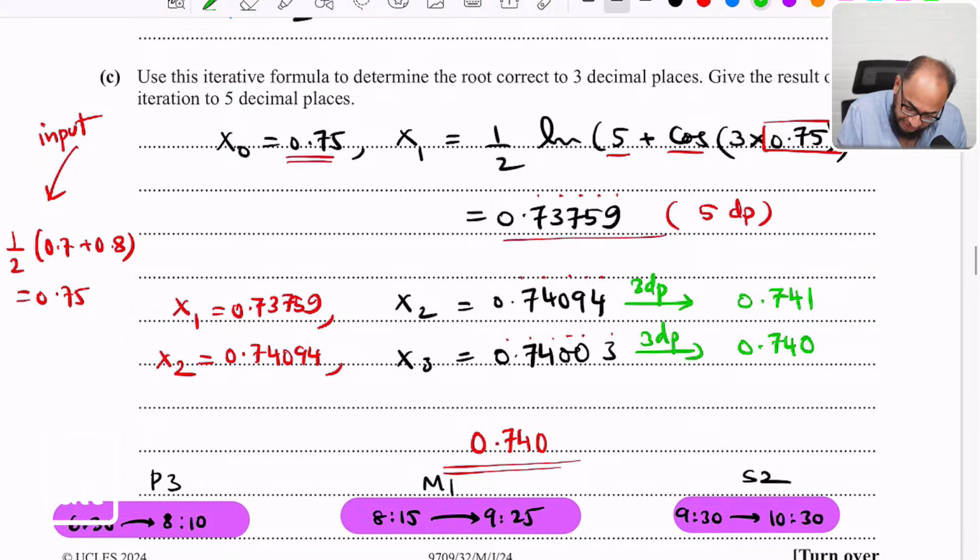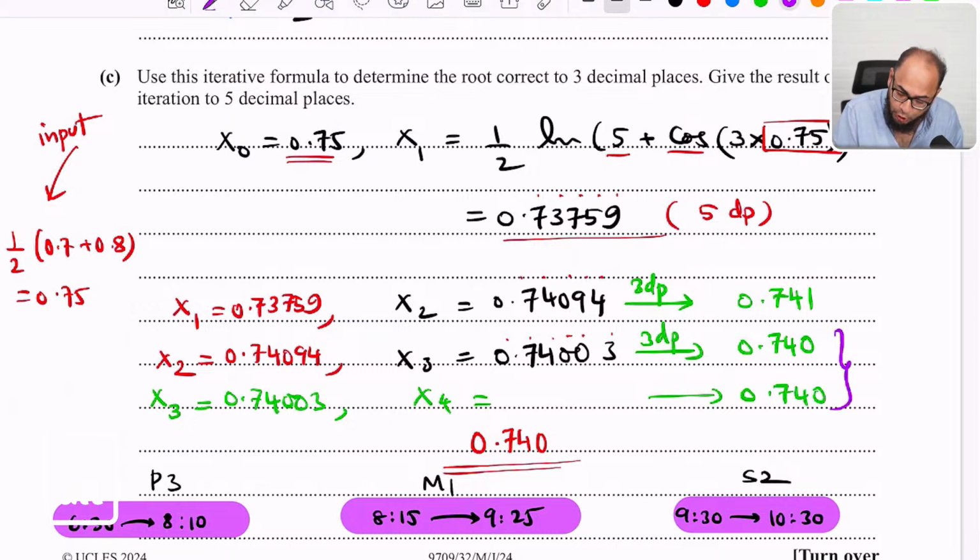Just do one more step, which I have not done. I think I skipped it. So this is 0.74003, and we get x4. It will be stuck over here, and it will round off to 0.740. If you get two successive iterations which have the same value, that is the answer. So that is the answer. That is the root of this equation. That is the solution of this equation.